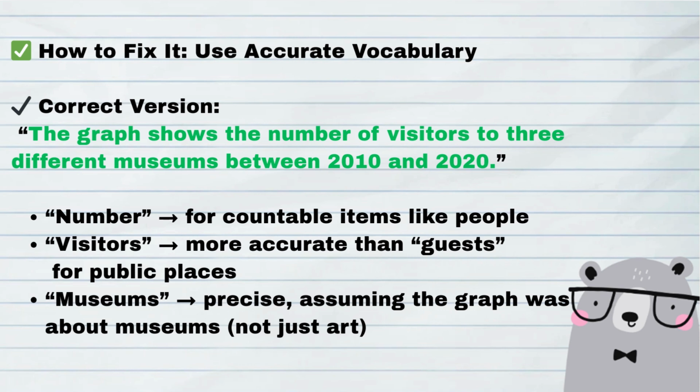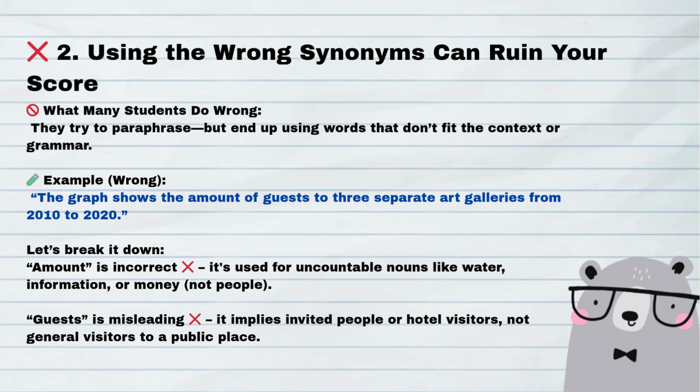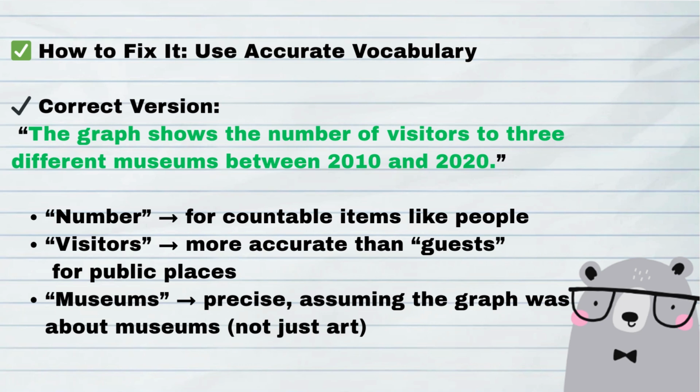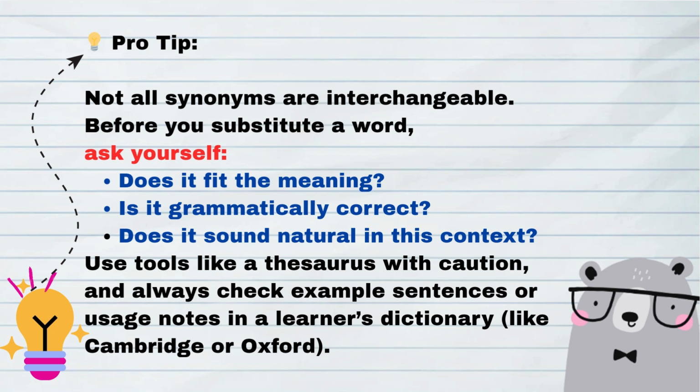Okay, so this is the corrected version of your previous one, which said "the graph shows the amount of guests" and "separate art galleries." So these are the three things to fix: number, visitor, and museums, not art museum.